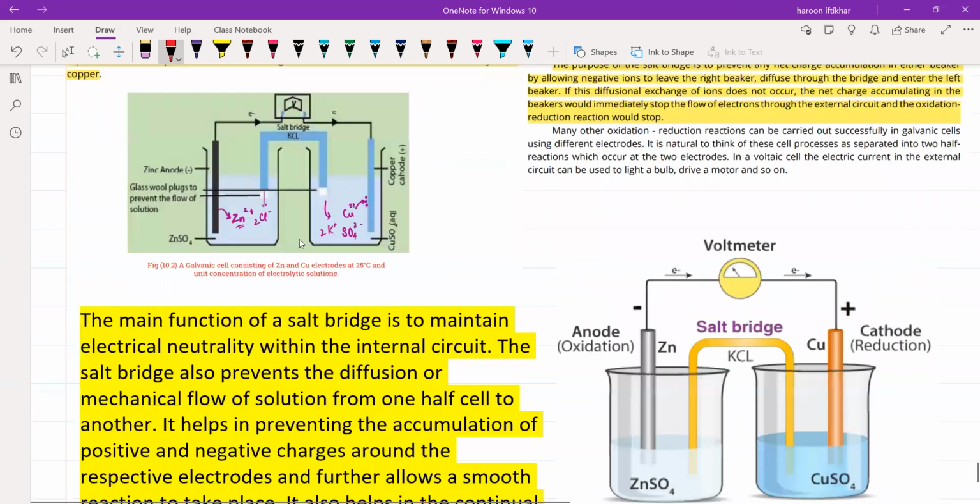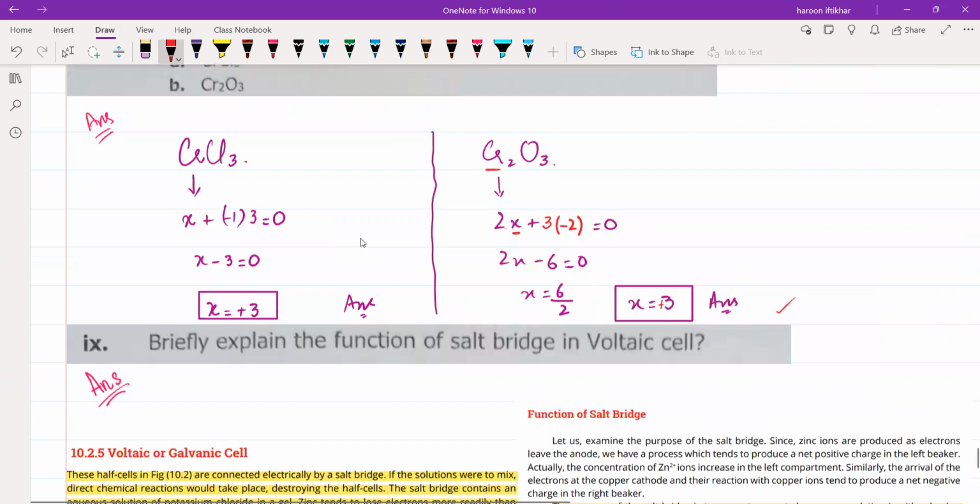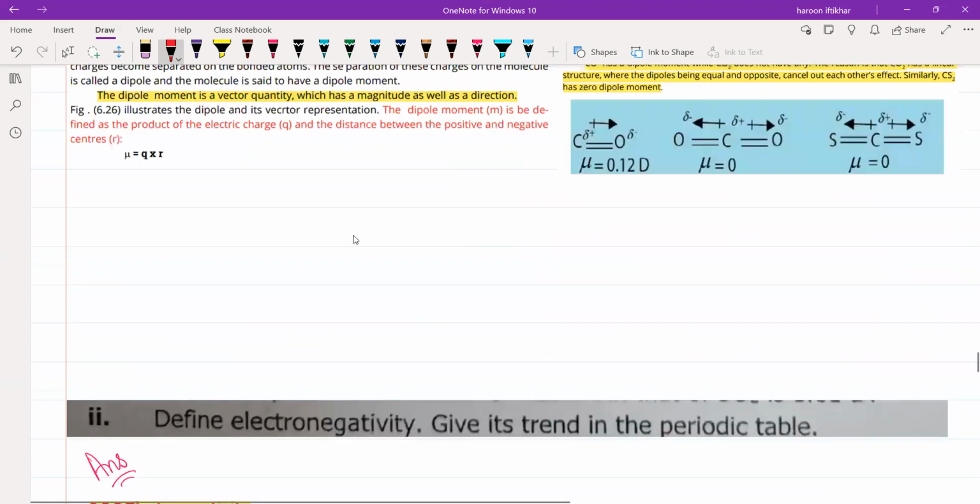That's it. So these are all the short questions explained. If you have any problem, you can visit my office for further details.